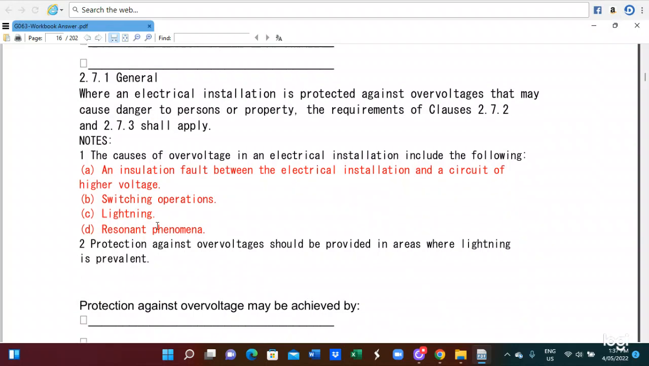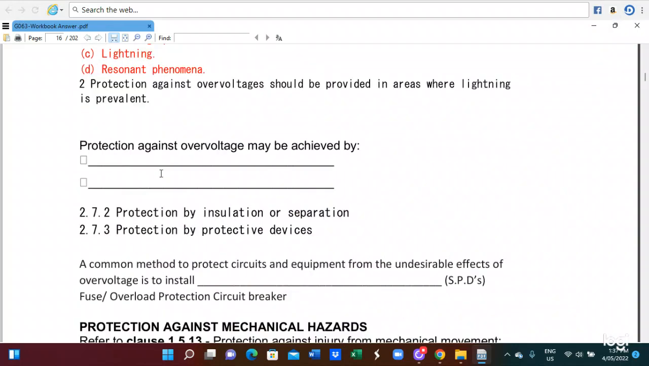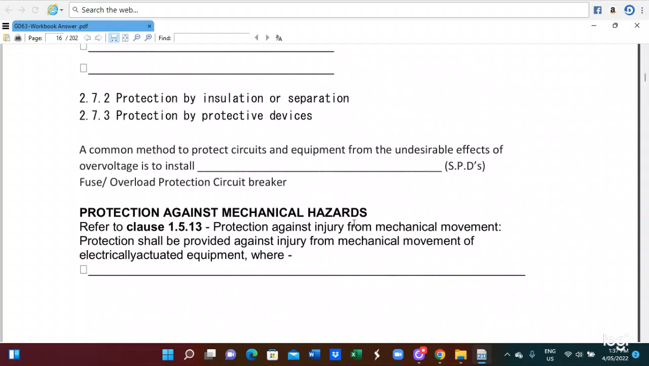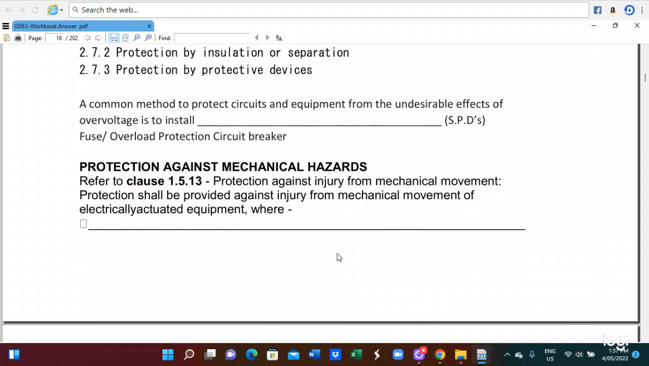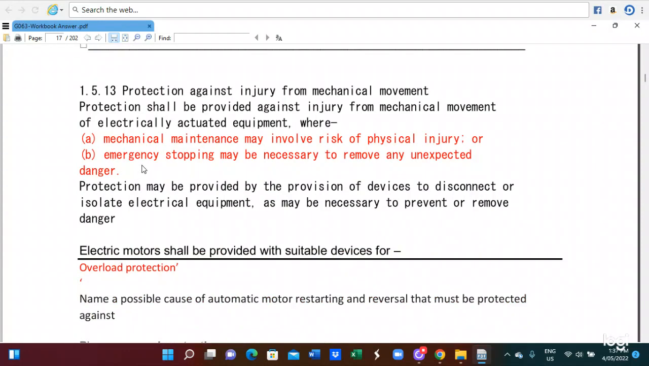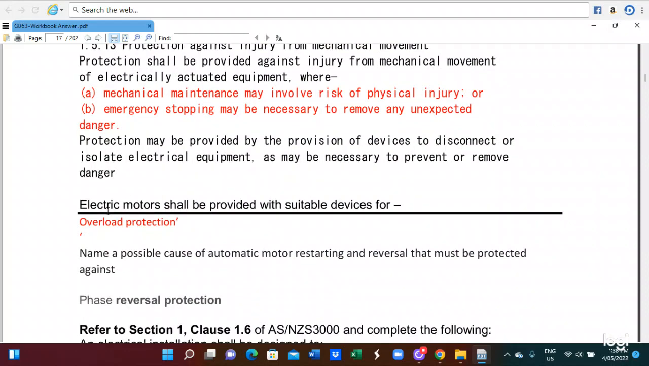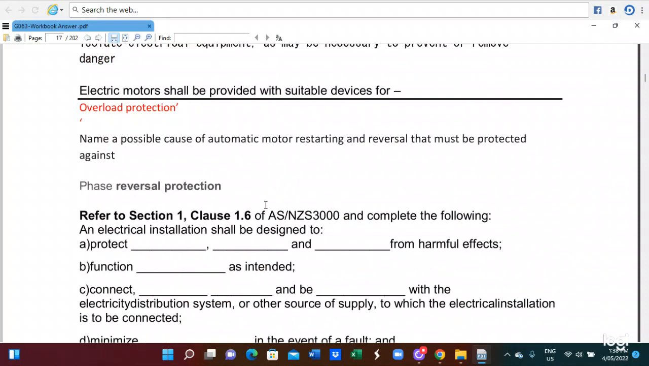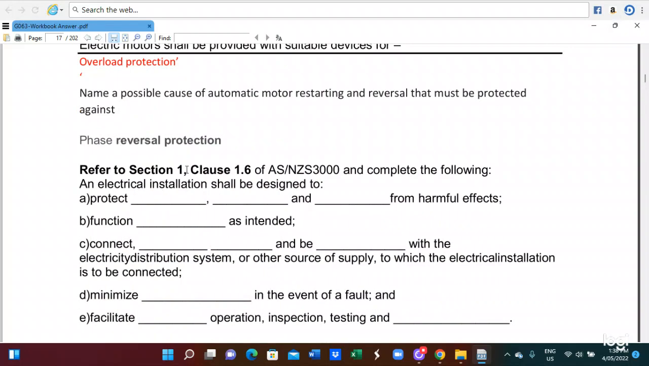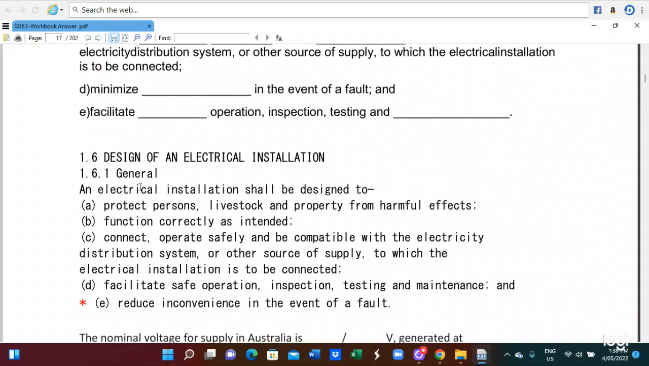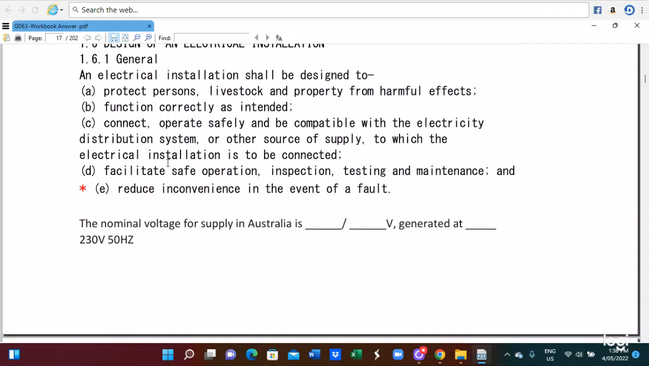Also switching, operating, lighting protection against mechanical hazard, protection against injury from mechanical movement. Protection shall be provided against injury from mechanical movement. Also the protection against injury from mechanical movement has a definition. Also electric motors have overload protection. So that is an answer for the electrical installation, design of electrical installations. You can read the worldwide set of the AS3000 design of electrical installation.